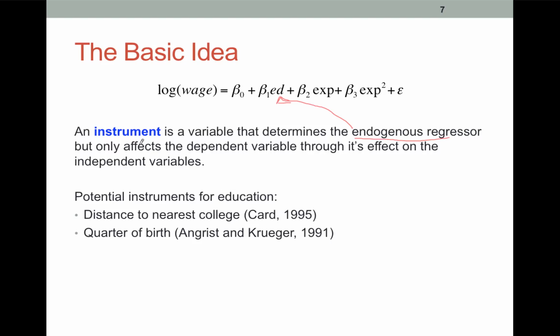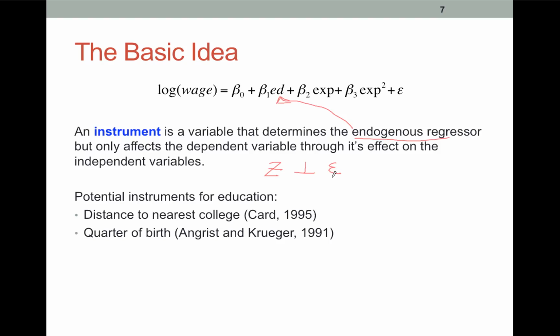Now, when we say it only affects the dependent variable through its effect on the independent variables, what we're saying is that z, which is what I'm going to use as notation for an instrument when I don't want to talk about a particular instrument, is independent of the error term. So here we're saying our instrument, whatever instrument we choose, can only affect wages through its effect either on education or experience. Now let's think about a couple examples.